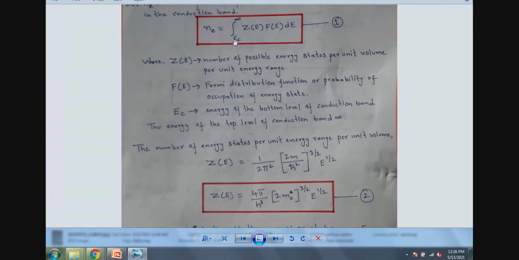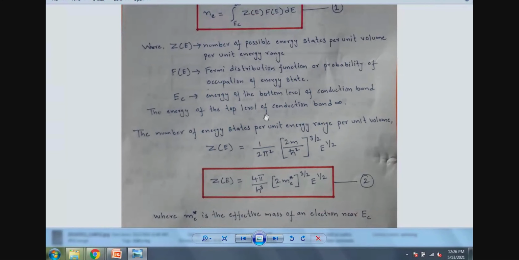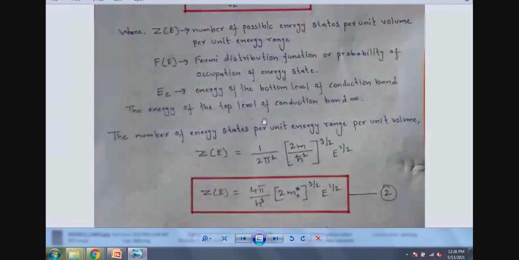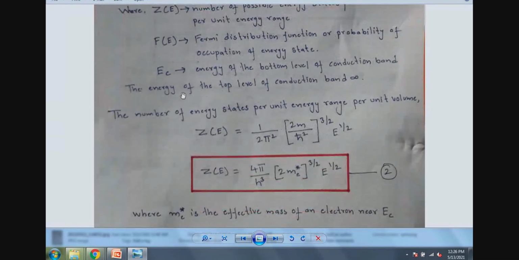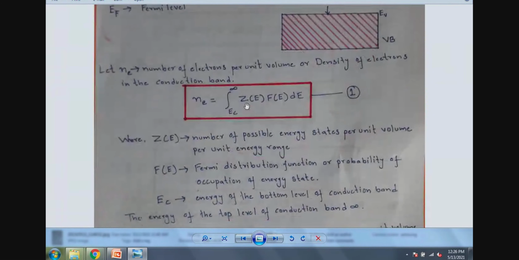That's why we have applied the limits. Now let us have the number of energy states per unit energy range per unit volume, that is, you are going to find Z of E. In the first equation, if you know Z of E and F of E, you can find the concentration of electrons in the conduction band of an intrinsic semiconductor. To find this, you first have to calculate the values of Z of E and F of E.